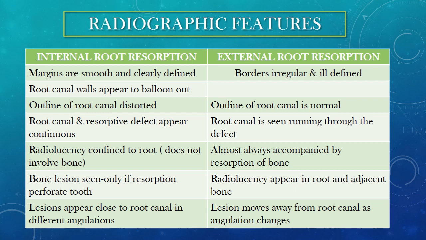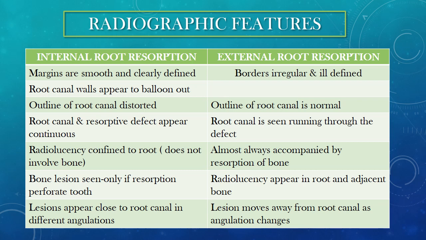Moving to radiographic features, there is internal root resorption and external root resorption. The radiographic features for both of them differ in certain aspects. For internal root resorption, the margins may be smooth and clearly defined. For external, they are irregular and ill-defined. The root canal walls appear to balloon out for internal root resorption. The outline of the root canal is distorted, whereas the outline is quite normal for external root resorption.